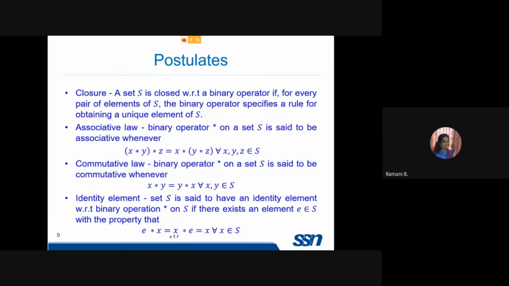A set S is said to have an identity element with respect to binary operation star on S if there exists an element E that belongs to S. Any set of elements should have an identity element E with the property that if we perform the binary operation on that identity element with any other element in the set, you should get the same element. That is the identity element. We will see how the value works out in the case of Boolean algebra. This is the general thing.